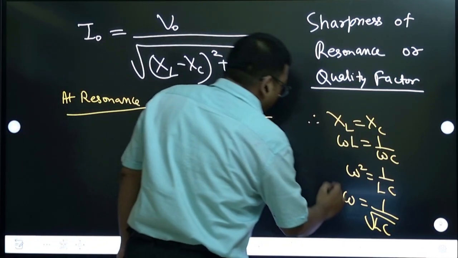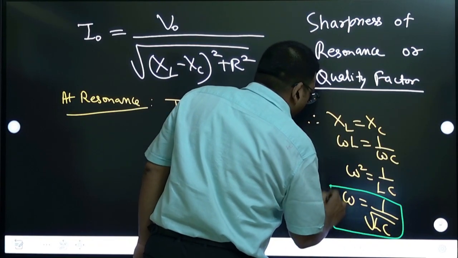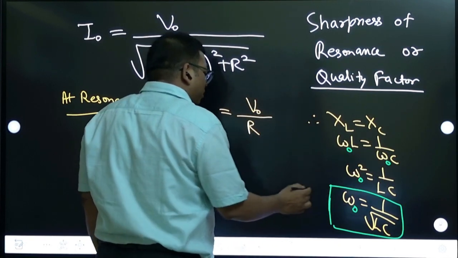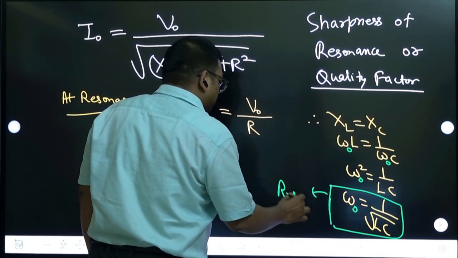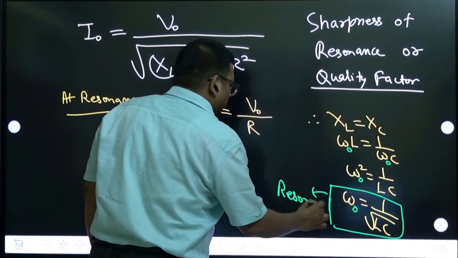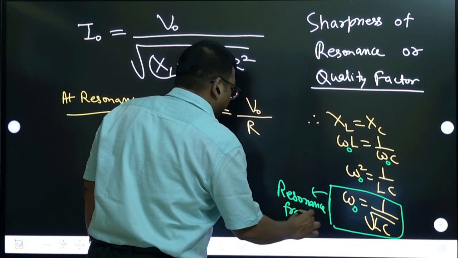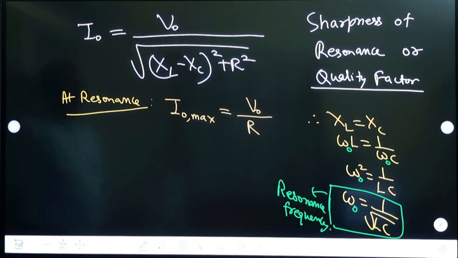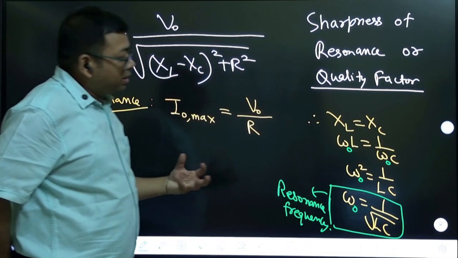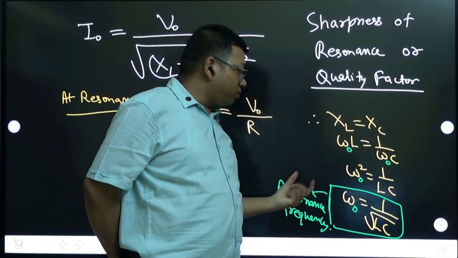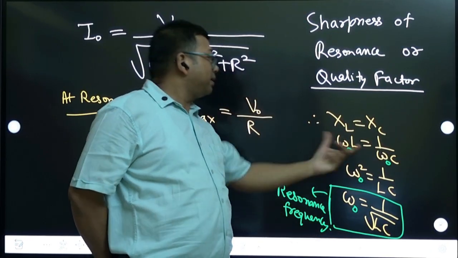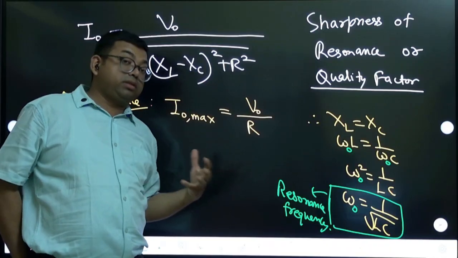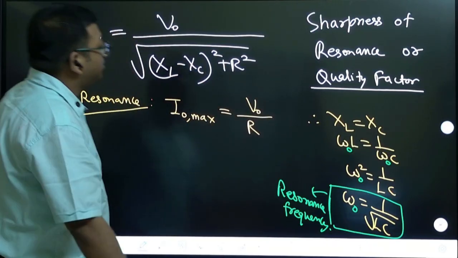Okay, this term, let us call this as omega naught. So this term omega naught is called resonance frequency. So when the frequency of the AC supply becomes equal to omega naught, the resonance frequency, at that time the current peak value becomes maximum. Peak value of the AC current becomes maximum.